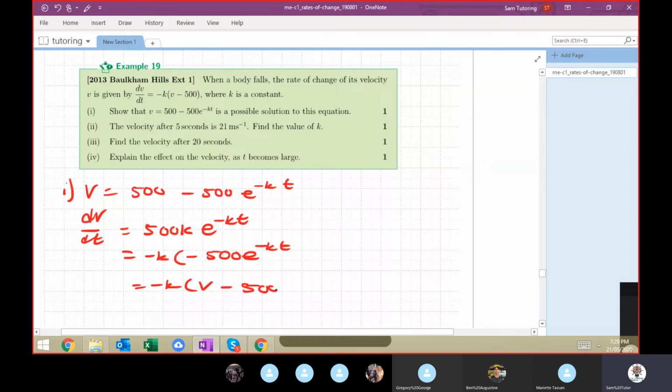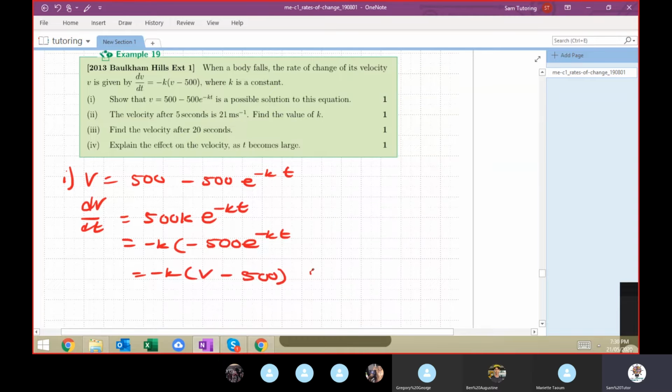V take away 500 is a solution to this equation, dV/dt equals negative k. As we get into Year 12, when we say solution, it means integrate. So when it says is a possible solution, it's like the integral of this is this, or the derivative of this is that. That's what a solution means.